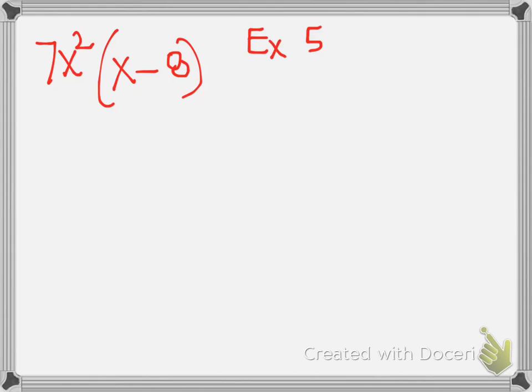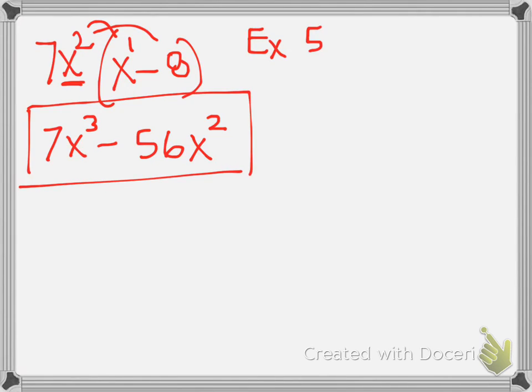Alright, this guy's example 5. So I distribute 7x cubed because I'm adding exponents. And then I get negative 56x squared. I just kind of tag this x squared along. There you go.